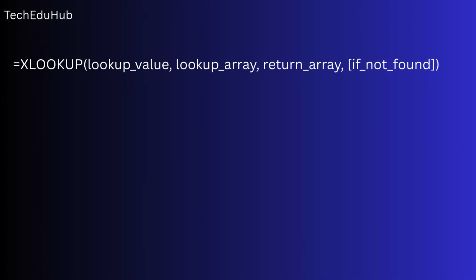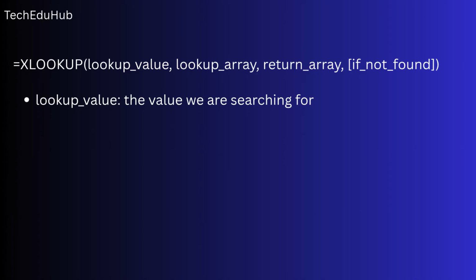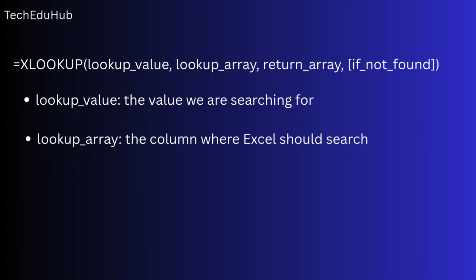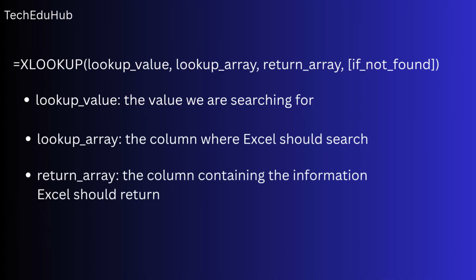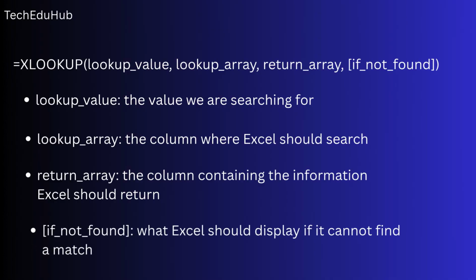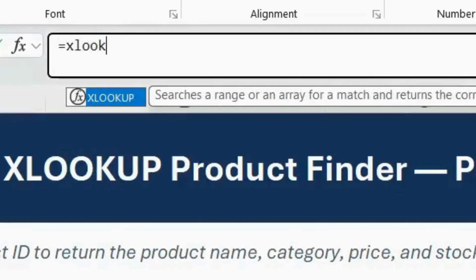Let's get started. XLOOKUP has 3 required arguments and several optional ones. The lookup value is what we want to find. The lookup array is where Excel searches for it. The return array contains the result we want Excel to return. We'll also use the optional if not found argument to display a custom message instead of an error when there is no match. Let's begin by returning the product name.